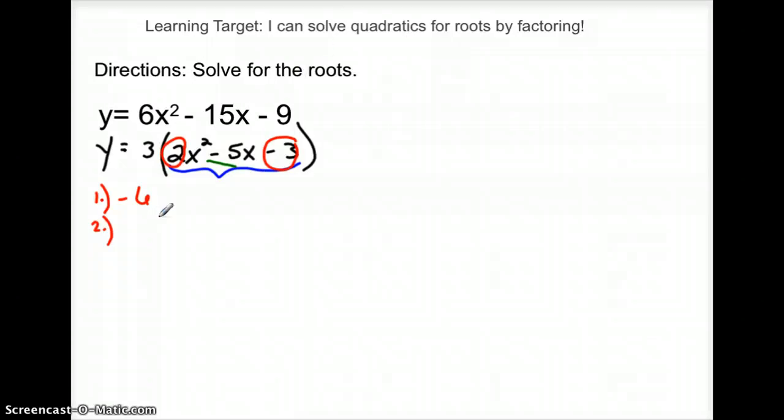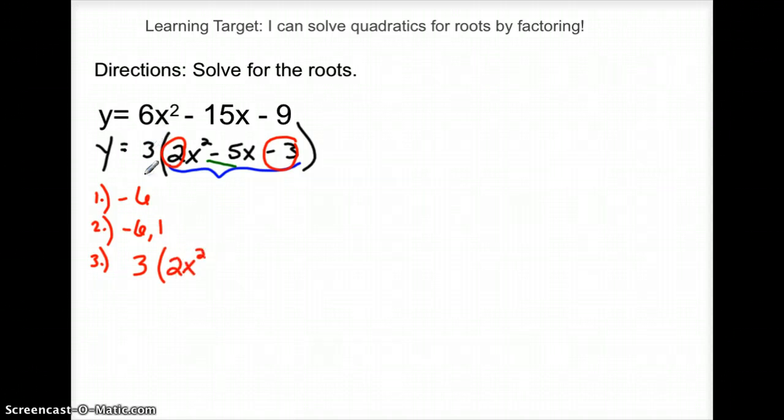Let's see, I need a positive and a negative. So I think I should do -6 and a +1. And we've talked about how you take these two factors and break apart this -5x. You were used to seeing like terms where we combine them. We're kind of doing the opposite. So take a look at what's happening.